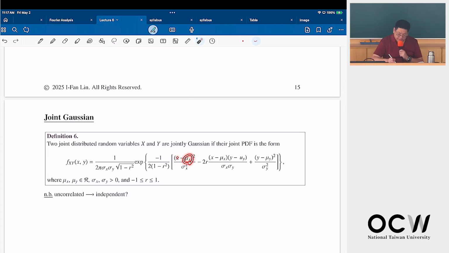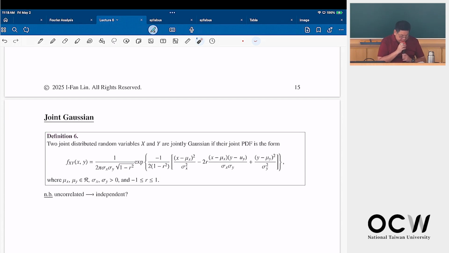And then exponential, x minus the mean squared divided by the variance squared, also y minus the mean squared divided by sigma squared, the variance squared. And then we have a cross term: x minus mean times y minus mean, divided by the multiplication of the standard deviations. Also the mean is in the real line and the variance is greater than 0, and your correlation coefficient is between -1 and 1.